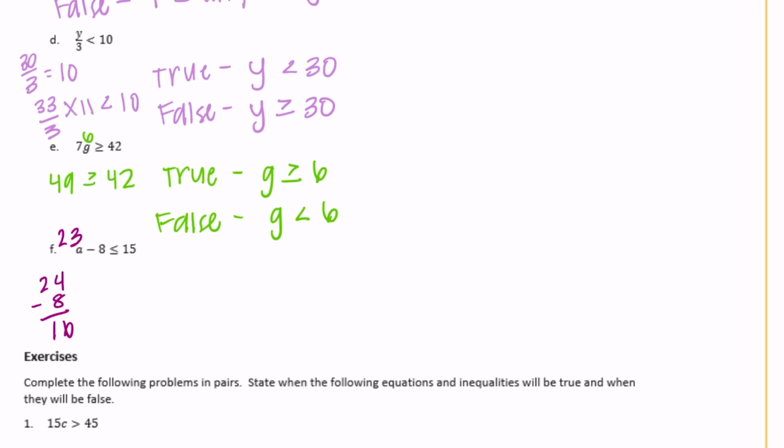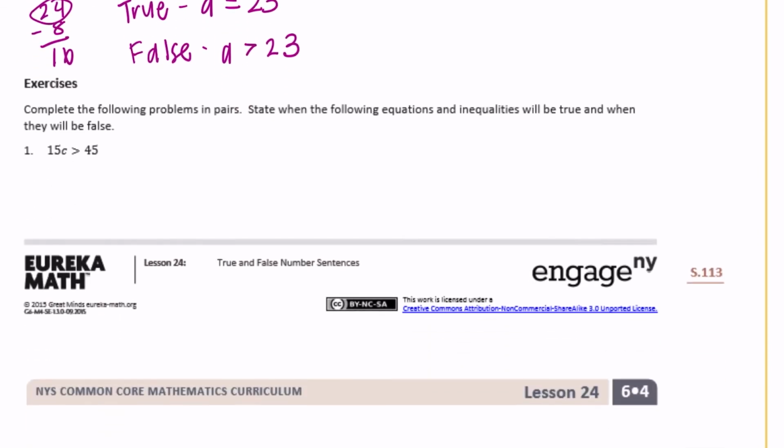So for this to be true, A needs to be less than or equal to 23, and for it to be false, A needs to be greater than 23. Because when it was 24, it didn't work, but anything 23 or less will get us a smaller number.